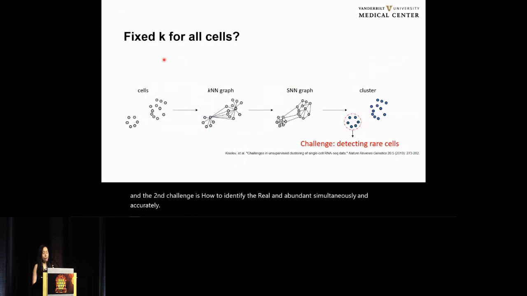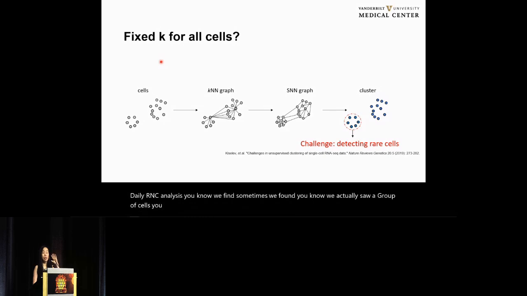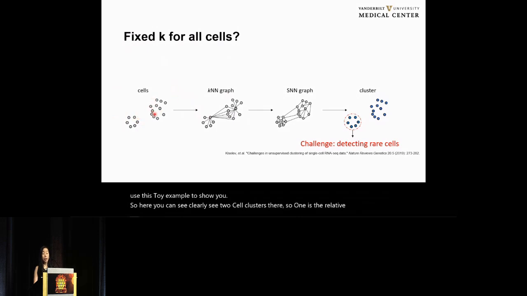In daily single-cell RNA-seq analysis, sometimes we see a group of cells in the UMAP that are very separate from other cell clusters, but no matter how high a resolution we go, we cannot separate those cells from the major cluster. We found the problem might be that fixed and universal k for all cells. I also use this toy example to show you. Here you can clearly see 2 cell clusters: one is relatively minor, and the other is more abundant.